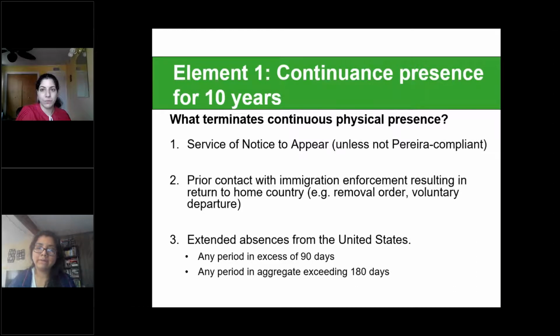Prior contact with immigration enforcement. For example, if someone has left either with a removal order and they're not put into 240 proceedings, or with a voluntary departure and they are put into 240 proceedings, keep in mind that that stops the time as well. Any extended absences from the United States, periods in excess of 90 days or periods in aggregate exceeding 180 days. We try really hard to show that a person has been present within those 90-day increments when we are trying to prove up the case, but it does get pretty difficult with detained clients proving those periods of time.